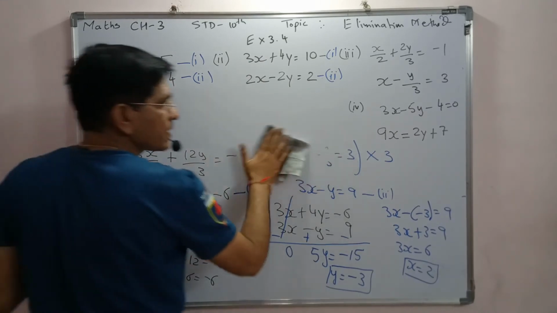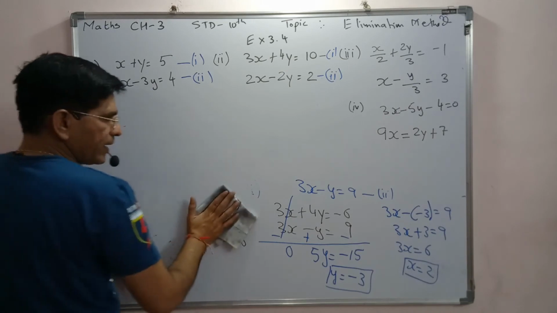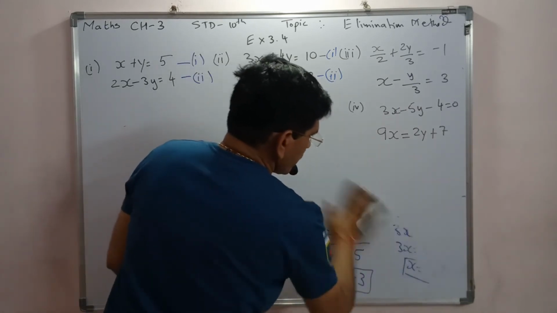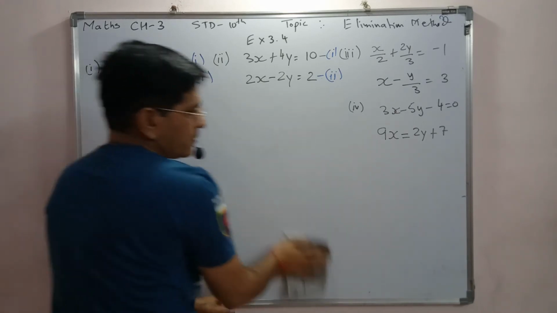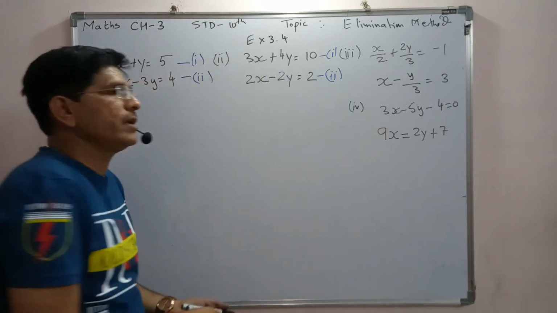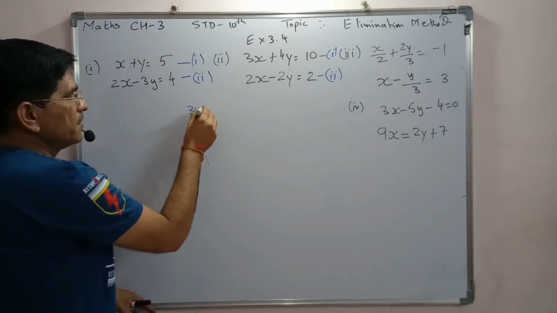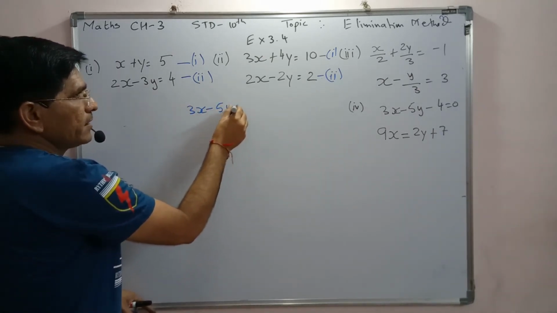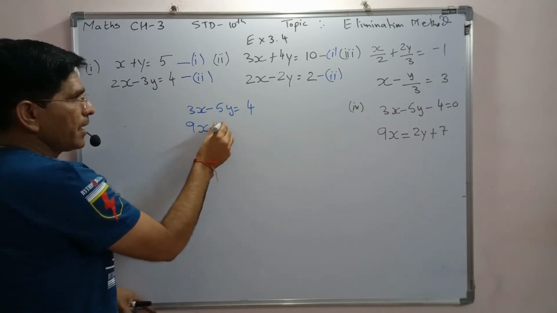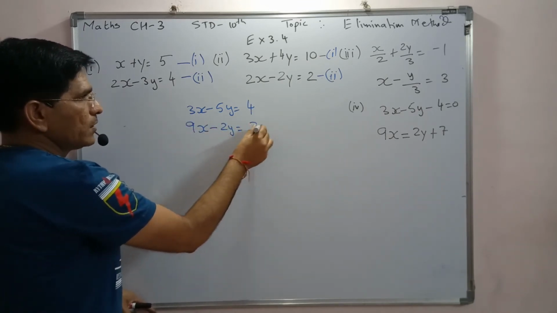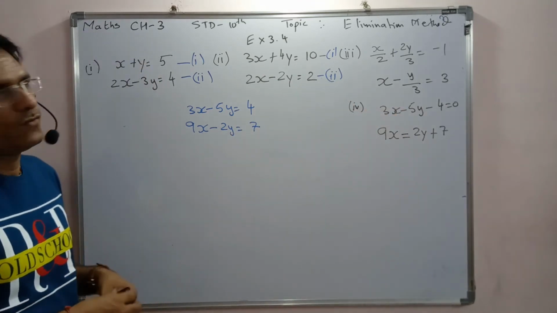Now we want to discuss the fourth sum also, so we can understand the proper way of the elimination method. If you see the elimination method, all sums are easy. In this we have to first write the standard form, that is 3x minus 5y is equal to 4 and 9x minus 2y is equal to 7. That is the standard form that I have to write first.